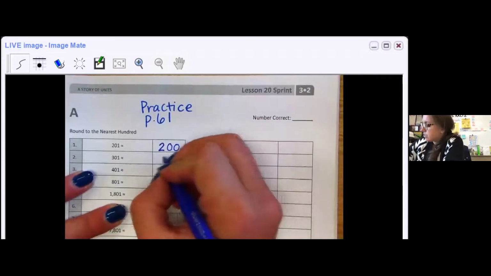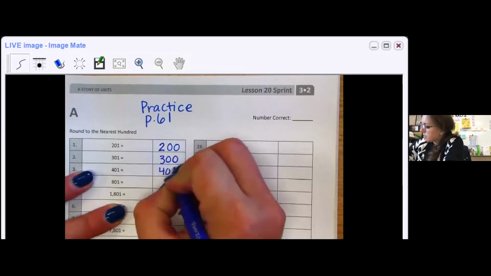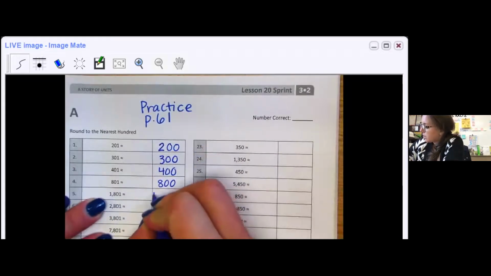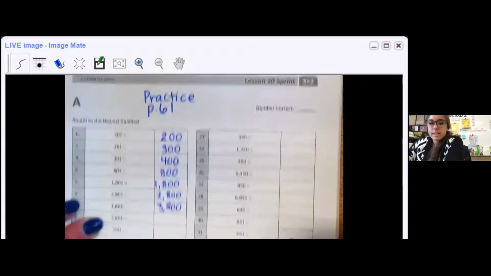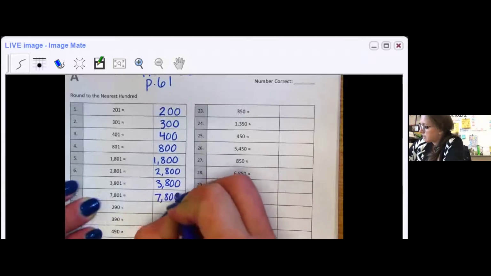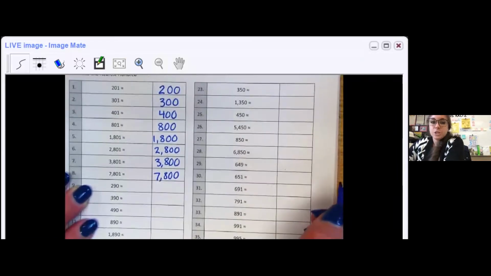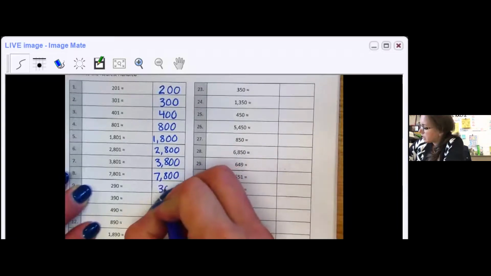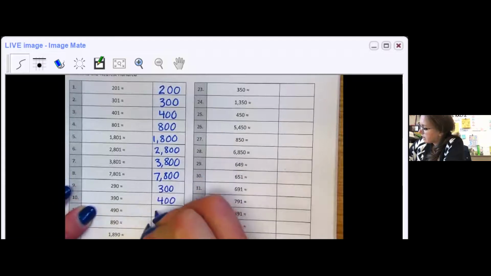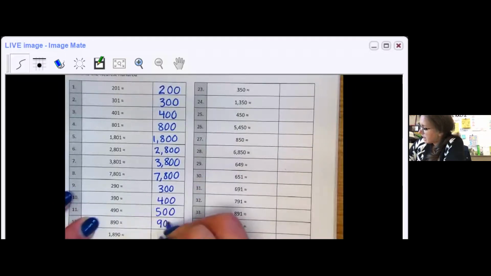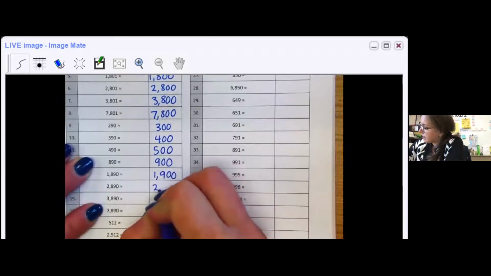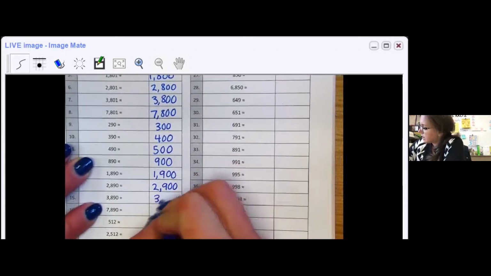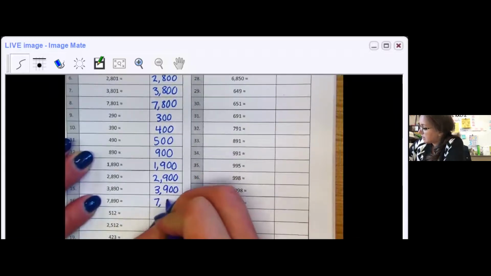200, yes. 300, 400, 800, 1,800, 2,800, 3,800, 7,800. All right, switching to a new pattern. 300, 400, 500, 900, 1,900, 2,900, 3,900, 7,900.